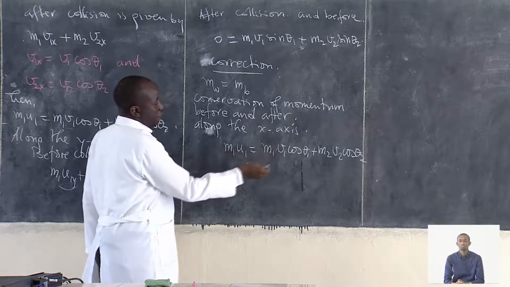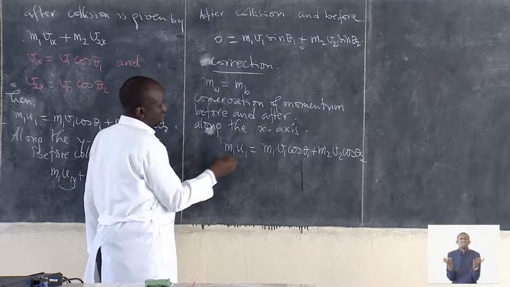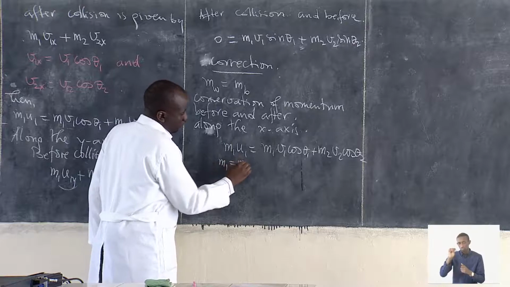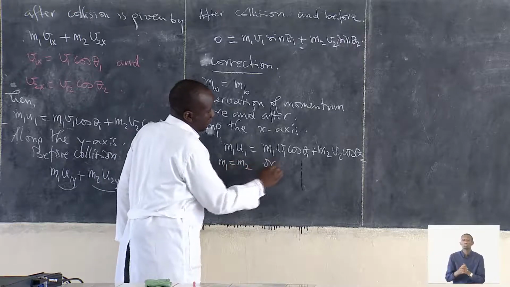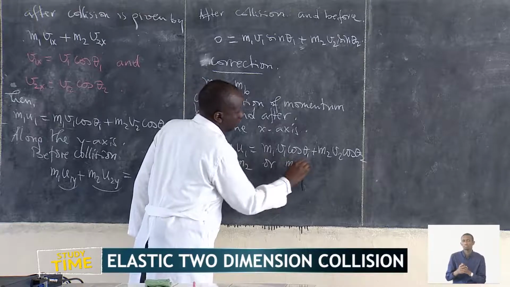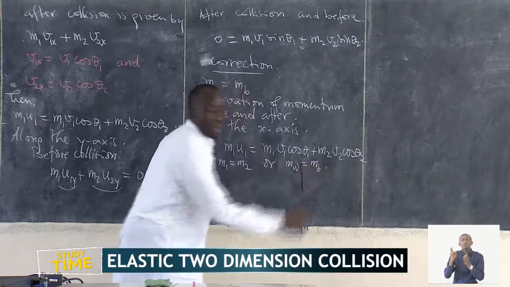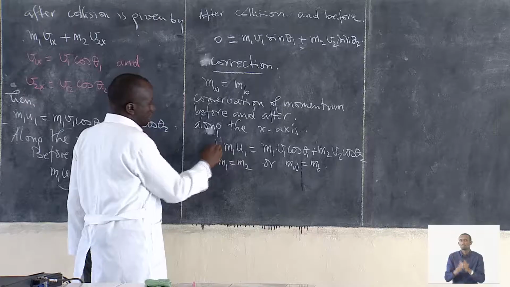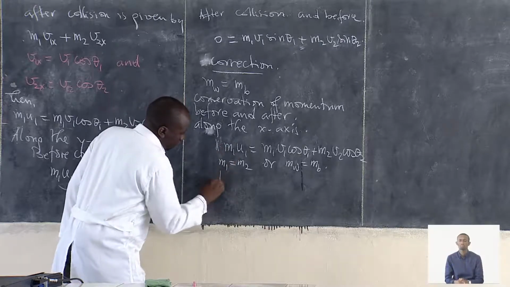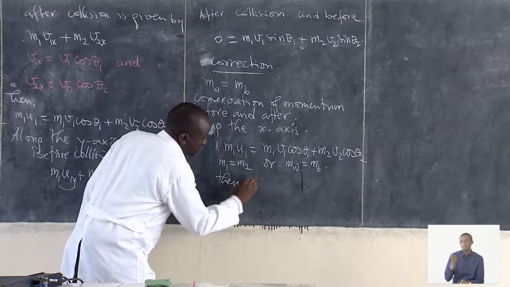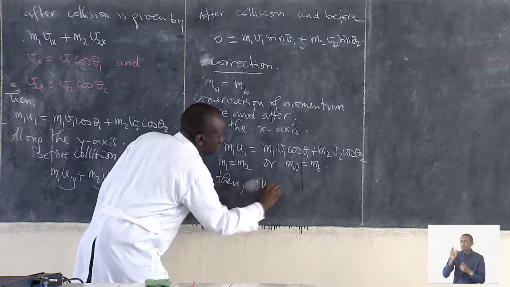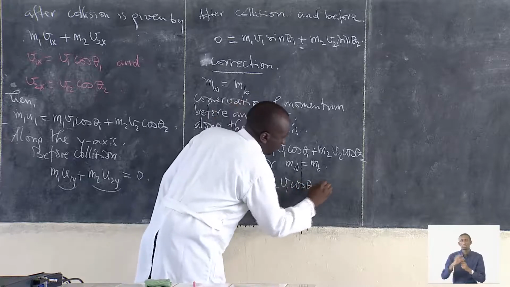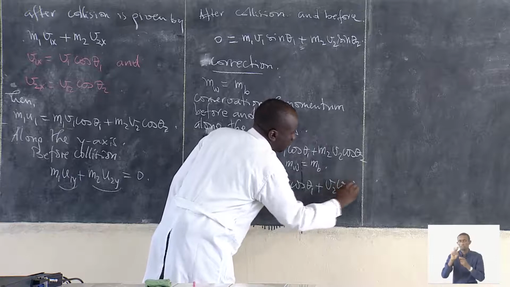And because we have the same mass, m1 equals m2, or we are saying this is m of the white equals m of the black ball, we can substitute to find this. Here we have u1 equals v1 cosine theta 1 plus v2 cosine theta 2.